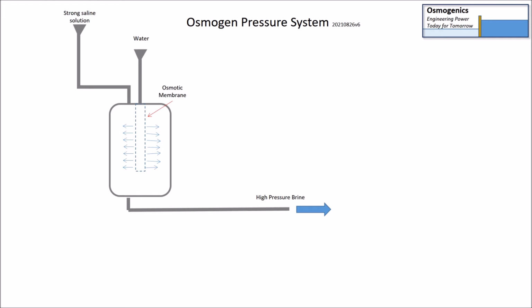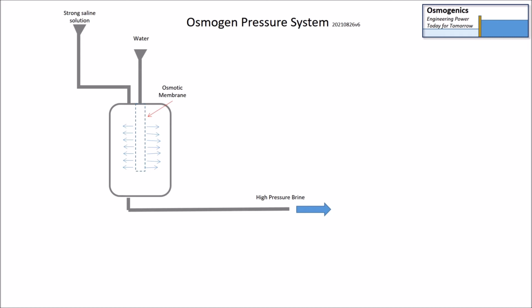What systems do we need to harvest that pressure? Well, we need a little jar, a tube, a container with the osmotic membrane in. And we feed the water into that osmotic tube, and then we feed strong saline solution around it. What happens? The water then diffuses, through osmosis, into the strong salty solution, trying to dilute it, and this gives us high pressured brine on the output.